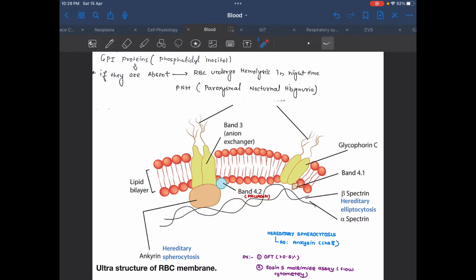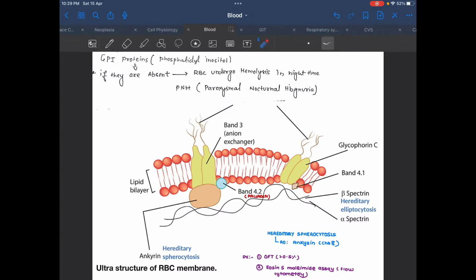So just remember some of these proteins. You have band 3 here, you have ankyrin over here, you have the alpha and the beta chains of the spectrin over here, and this is band 4.2. This is also known as pallidin. And on the other hand, obviously you have glycophorin. So here is our glycophorin, here is our 4.1, and this 4.1 is attaching the glycophorin to your alpha and beta spectrin chains.